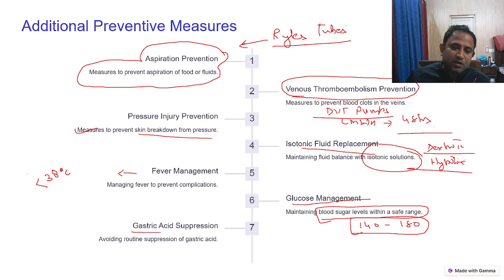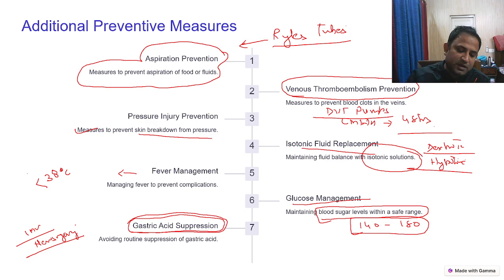We don't use gastric acid suppression routinely just to prevent complications like aspiration pneumonia, but gastric acid suppression is recommended for patients on invasive mechanical ventilation or patients who have undergone neurosurgery. Only for those patients we recommend it. Otherwise you don't recommend.